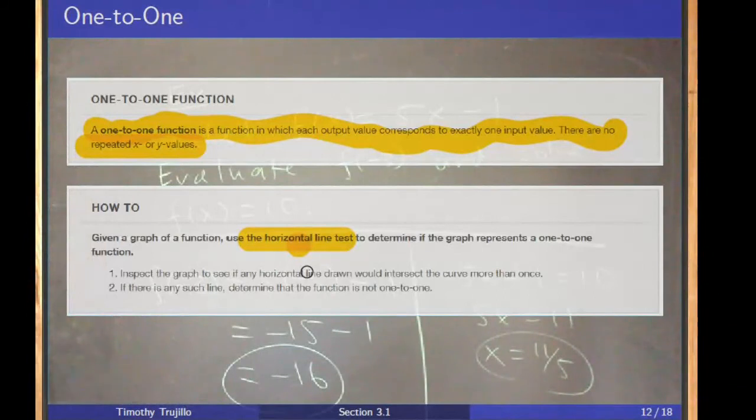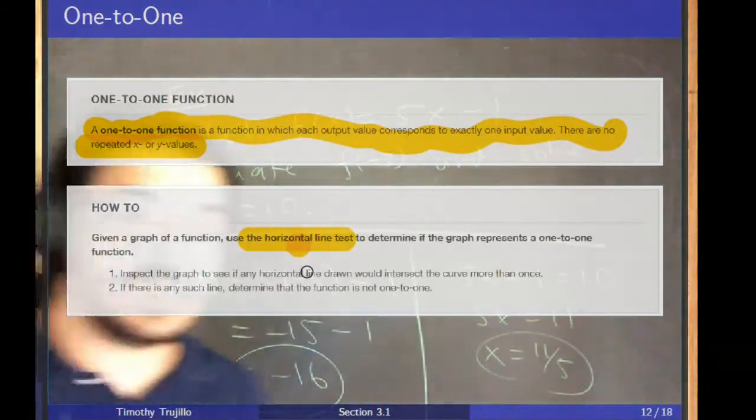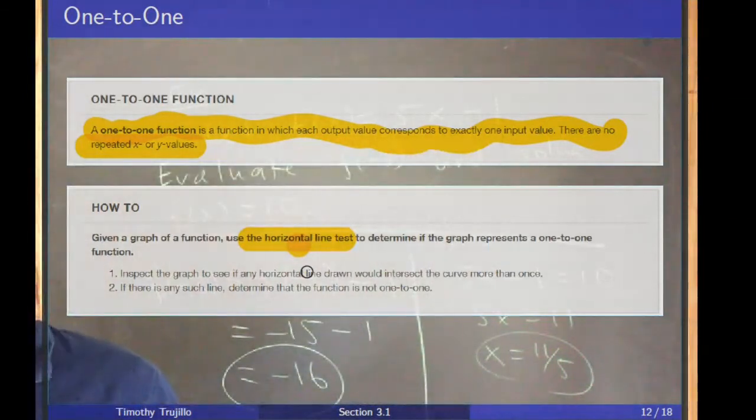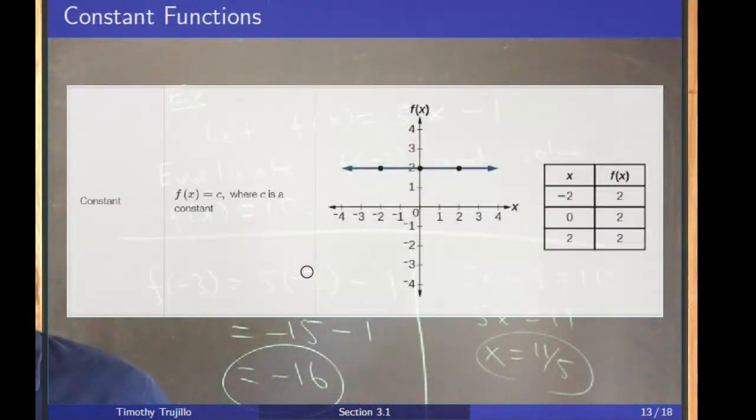There's no questions like this in Edfinity, so I'm not going to do an example, but we will see it again when we talk about inverse functions. Okay, so that's the one-to-one business.